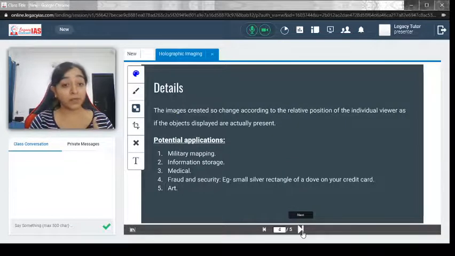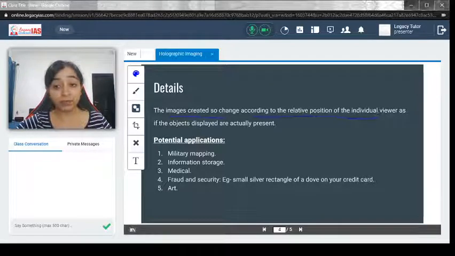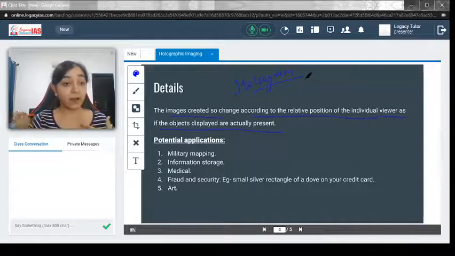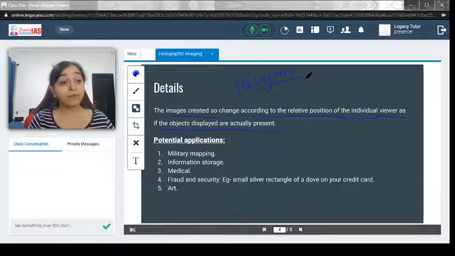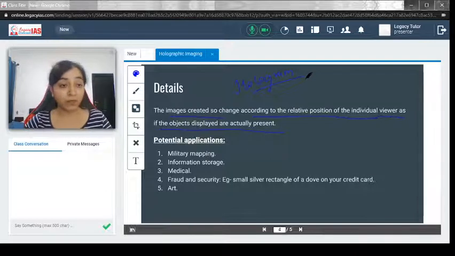Now let's also see the major uniqueness of these images. The images created change according to the relative position of the individual viewer, as if the objects displayed are actually present. That is why the hologram that you see looks like a person is there itself. It happens because of perspective, how the light bends in our eye lenses, and how the perspective changes, giving the feel that the particular object is there. So that is the uniqueness of a hologram.